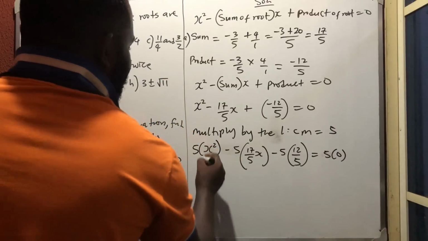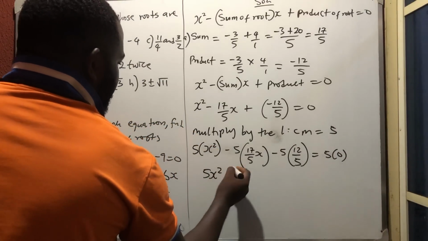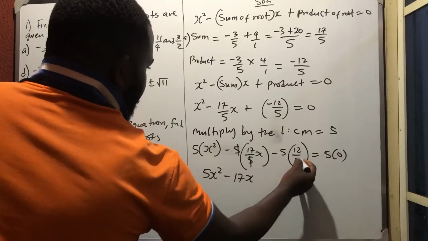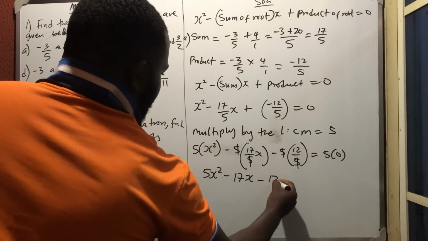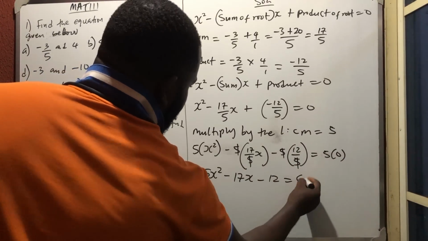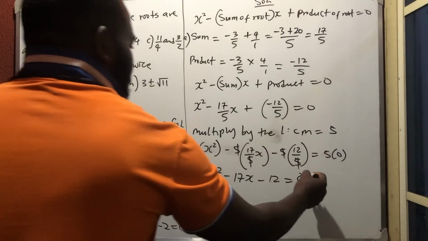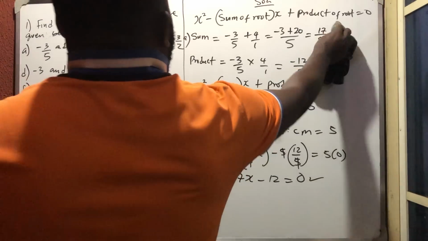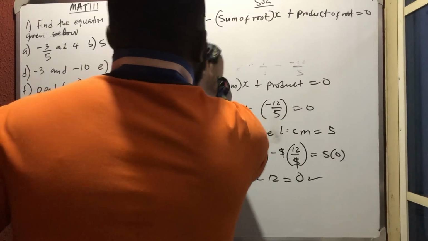So this is giving me 5x squared. 5 will take care of 5, so I'm having minus 17x. 5 will take care of 5, I'm having minus 12 is equal to, anything times 0 is 0. So this is the required equation for number 1. So for A, let's go to B.